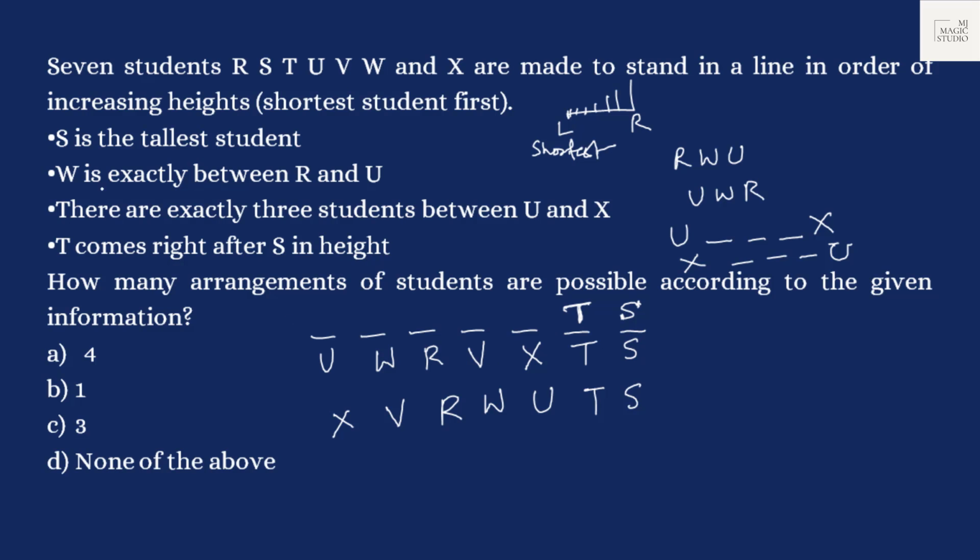Either it will be U, W, R, V, X, T, S. S is the tallest, T comes right after S, that is fine, done. W is exactly between R and U, done. There are exactly 3 students between U and X, done. We are getting 2 possible arrangements. And that is not there, so mark none of the above, because the answer should be 2.